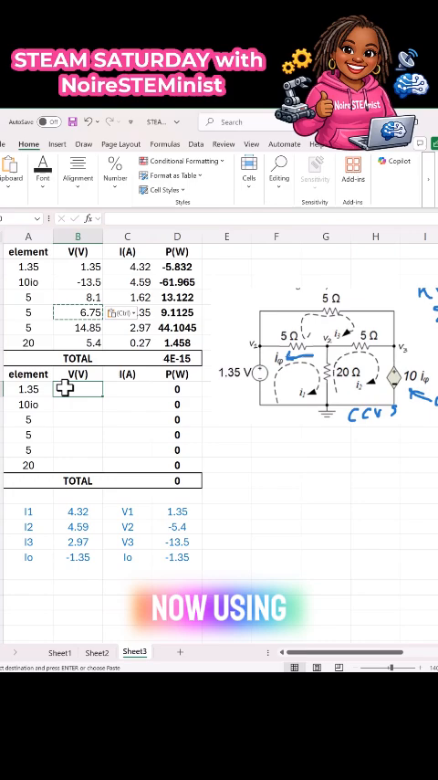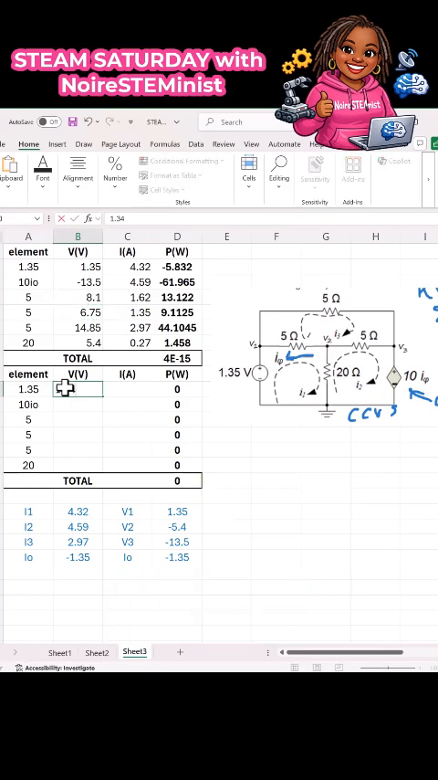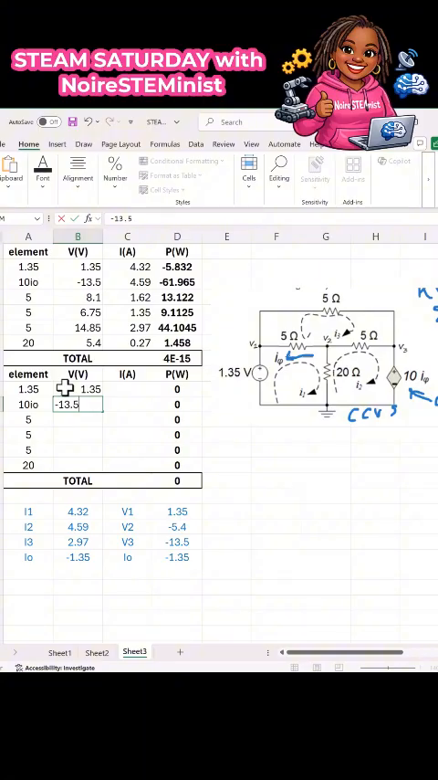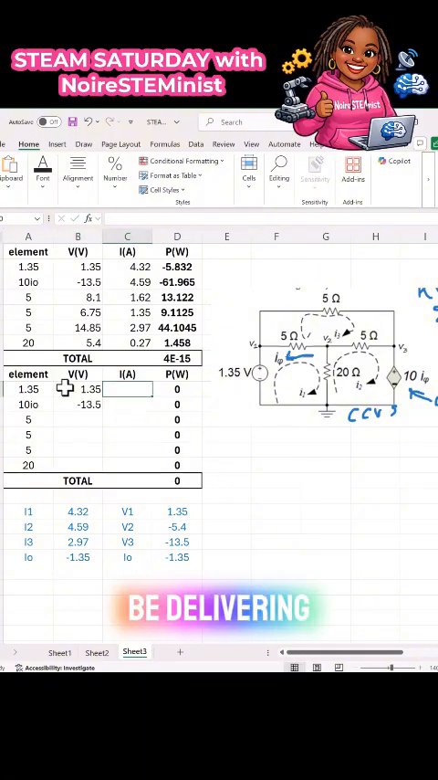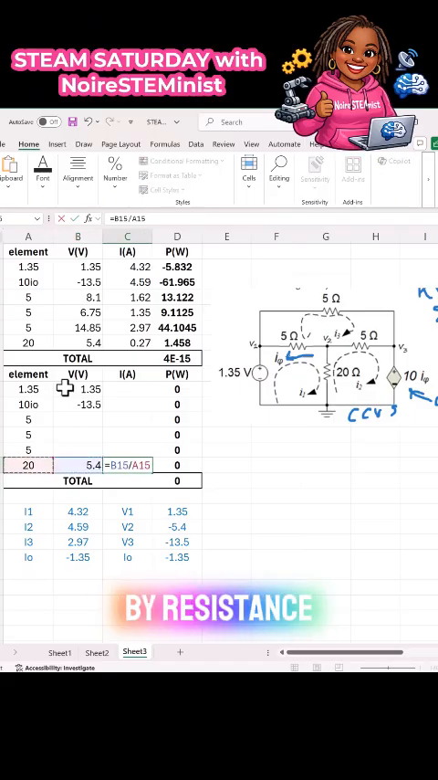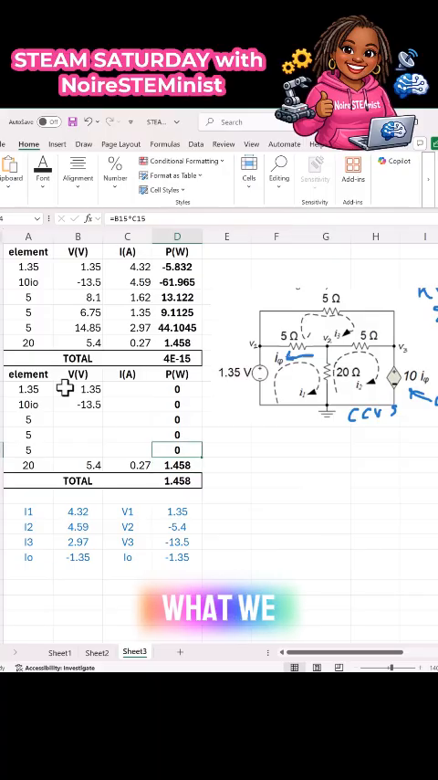Now, using the solutions for the node voltages, I'm going to have 1.35 for the 1.35 source. 10 times I naught is going to be negative 13.5. So that means, once again, those are both going to be delivering power. Then the voltage for the 20 ohm is going to be V2, so that is going to be 5.4. And so the current is going to be voltage divided by resistance. And you can see that power is the same as what we got before.